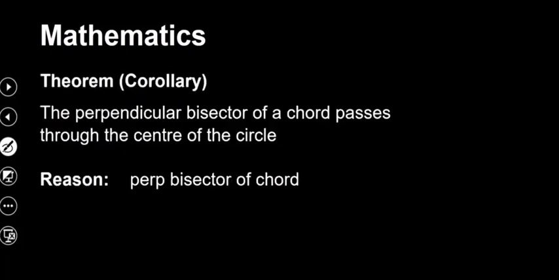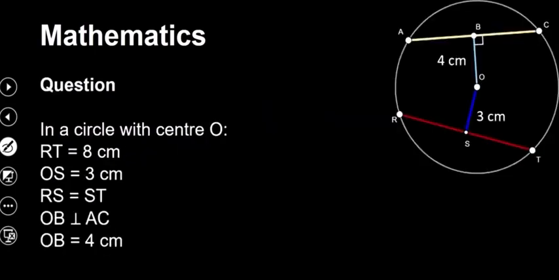Now we have what we call a corollary, and a corollary is to say if all of that is true, then this would then be the case, right? So it means the perpendicular bisector of a chord always passes through the center of the circle, right? And this is perpendicular bisector of chord, which is perpendicular like that or perpendicular like that as an upside down T.